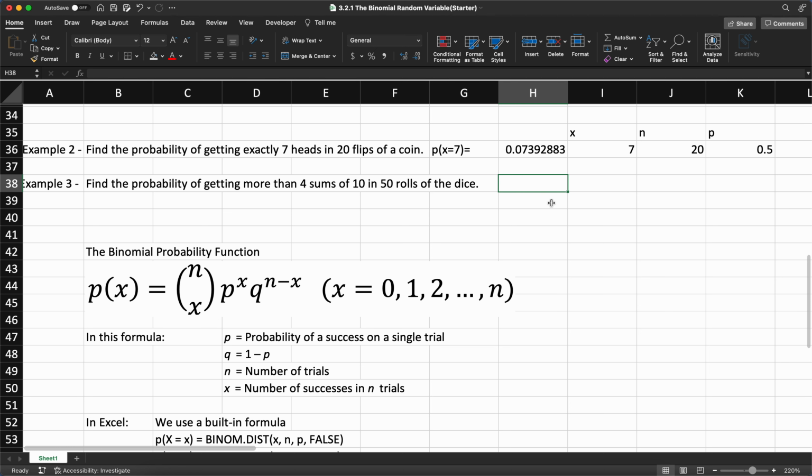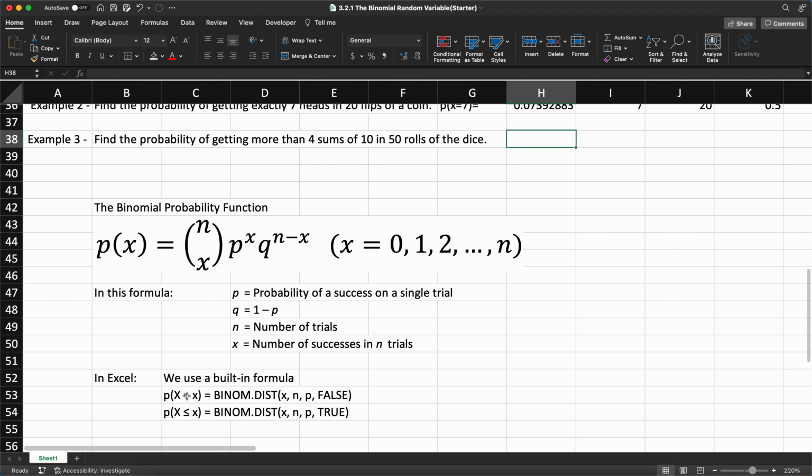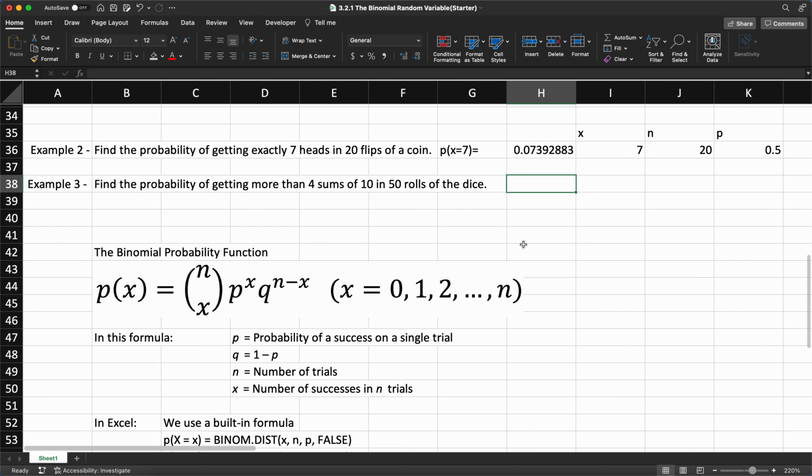So now let's look at the probability that I get more than 4 sums of 10 in 50 rolls. So now we're going to use the idea here of the less than or equal to by using our binomial distribution function that's built into Excel.